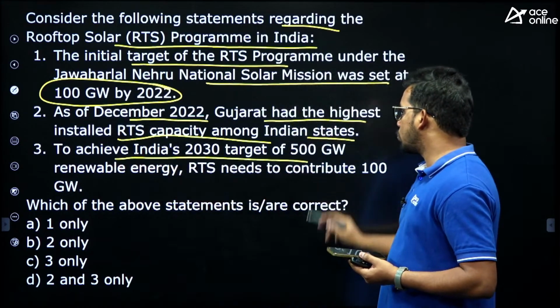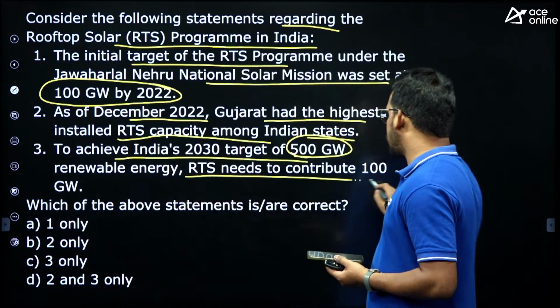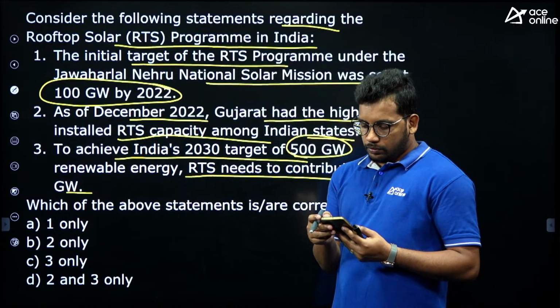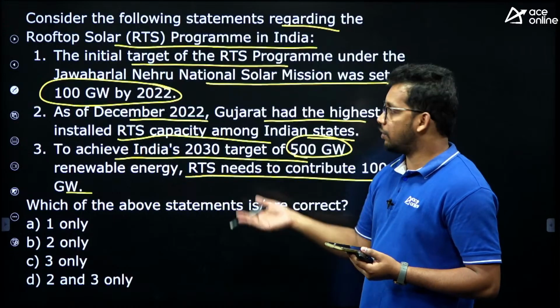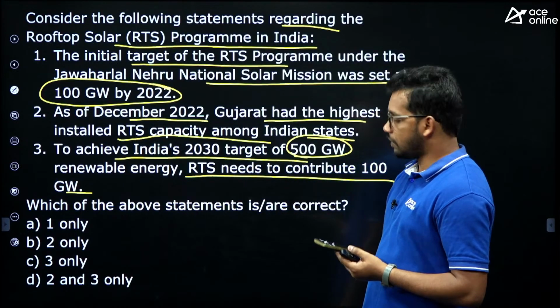To achieve India's 2030 target of 500 gigawatts of renewable energy, RTS needs to contribute 100 gigawatts. We have discussed all these things in a detailed manner. I have shown you each of the facts that we have discussed. So what is the answer for this question?